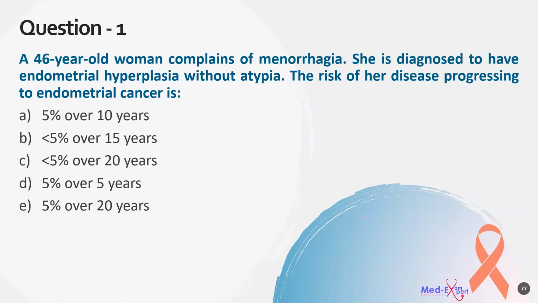A 46-year-old woman complains of menorrhagia. She is diagnosed to have endometrial hyperplasia without atypia. The risk of her disease progressing to endometrial cancer is? C, sir. Yes, that's right. It's C, less than 5% over 20 years. So the right answer is C.